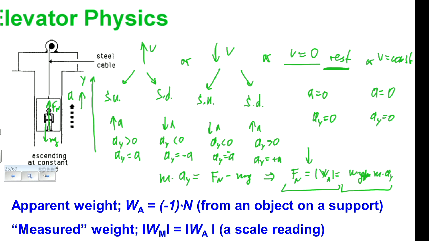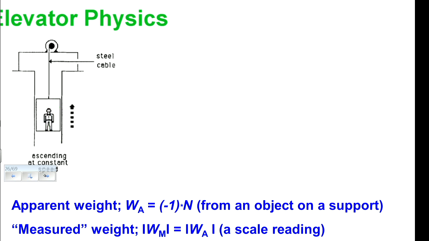This comes from a definition of apparent weight. The apparent weight is the reading on the scale, and according to Newton's third law, it equals the magnitude of the normal force acting from the scale. This comes from Newton's law. This literally comes from this. I just solved this for the normal force. All right.